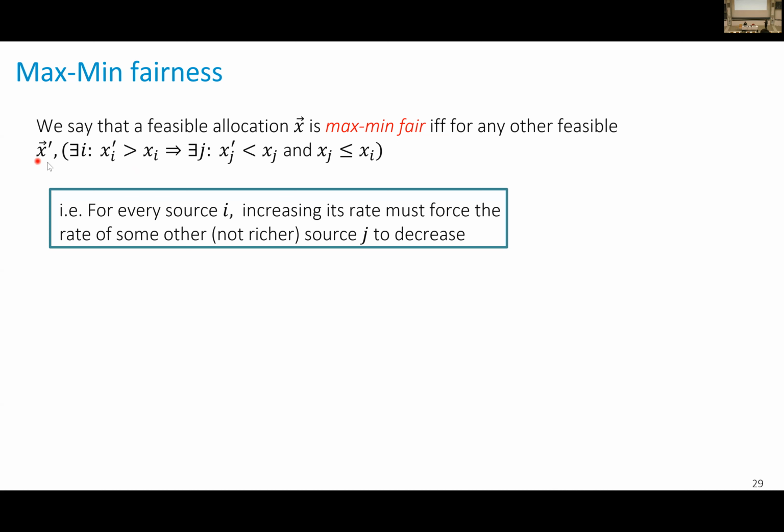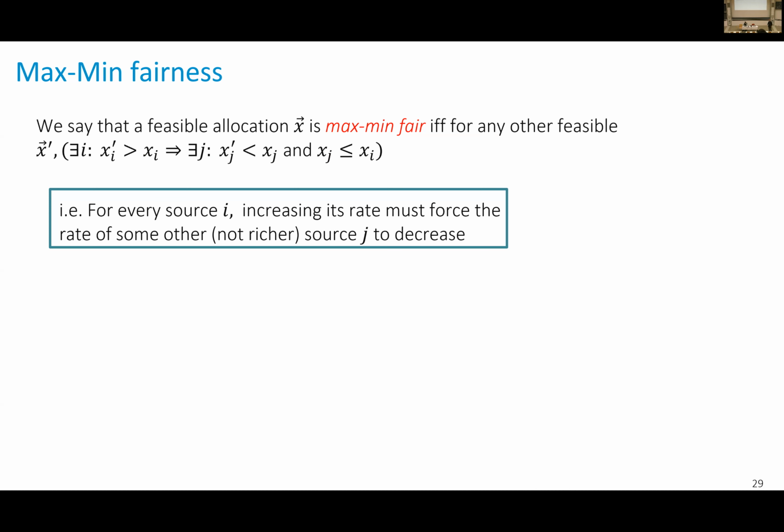allocation, which I call X prime, the following sentence must be true for any other allocation. If I can find another allocation in which there exists a source that receives more, there must exist another source that receives less. And this source that was receiving less was less rich or the same as the source that has been giving more.